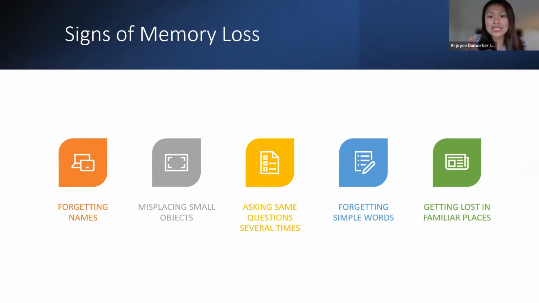But don't worry, this is not a severe sickness. This is just signs of our aging. Then also getting lost in familiar places. Fortunately, I am not on that phase yet. I am only on the four ones, but the last one, fortunately, not yet.